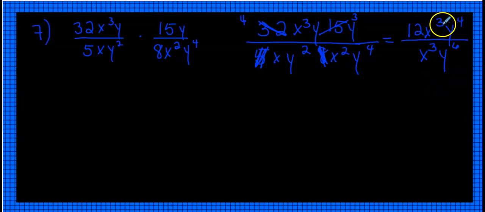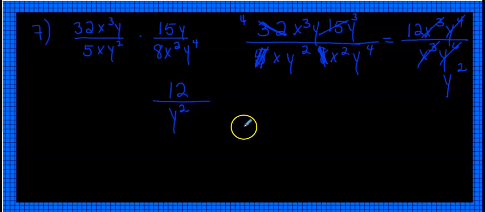So now I can cancel out the x cubed, and the y to the 4th would cancel out 4 of these y's, which would leave me with 2 y's. So my answer would be 12 over y squared.